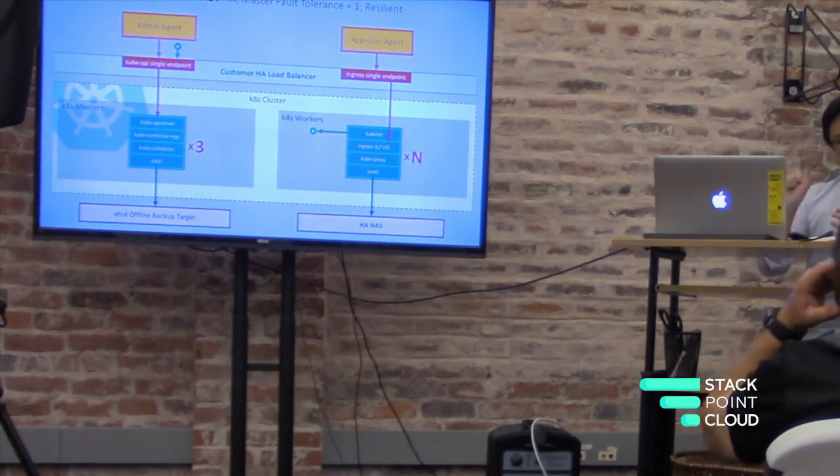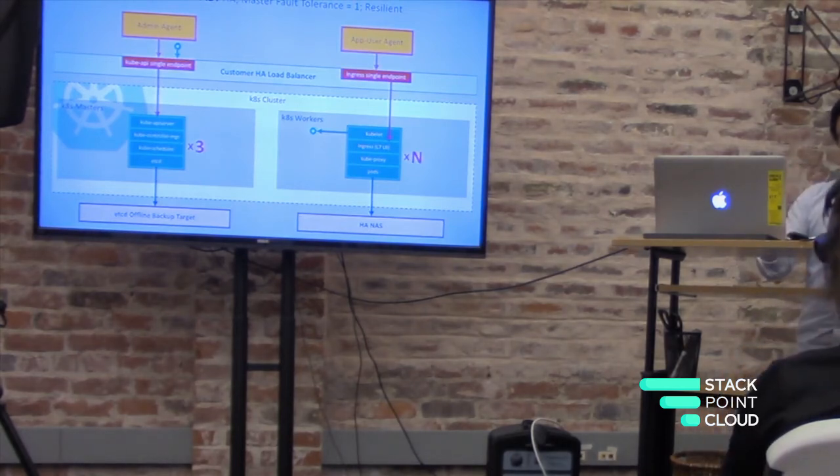So those are the things that you need to consider when you are deploying outside of the cloud. First of all, the HA load balancer, the etcd offline backup target, the HA NAS. When you're in AWS, you got all of this ready. You can just make an API call to ELB, to S3, to EBS, and you got everything that's outside of the Kubernetes cluster. But for bare metal, for on-premise installations, you need to take care of that.